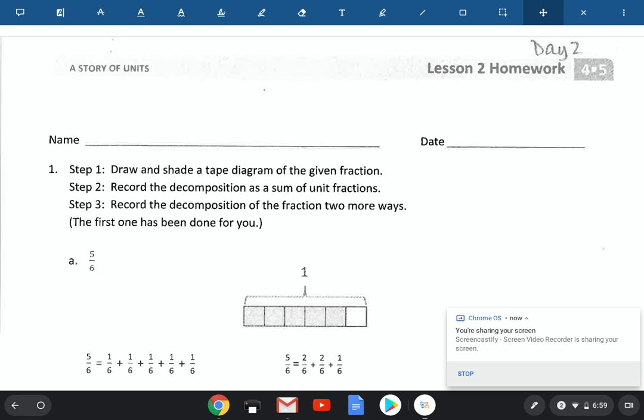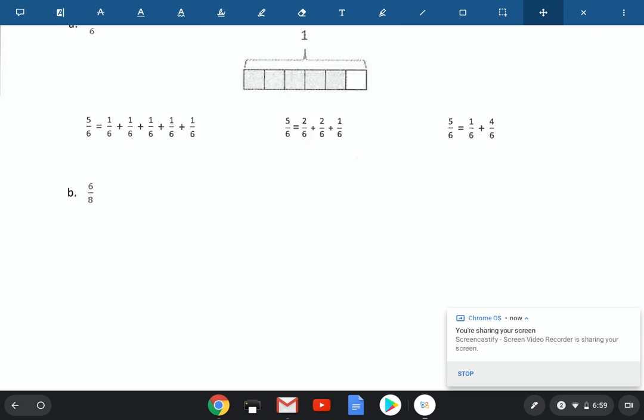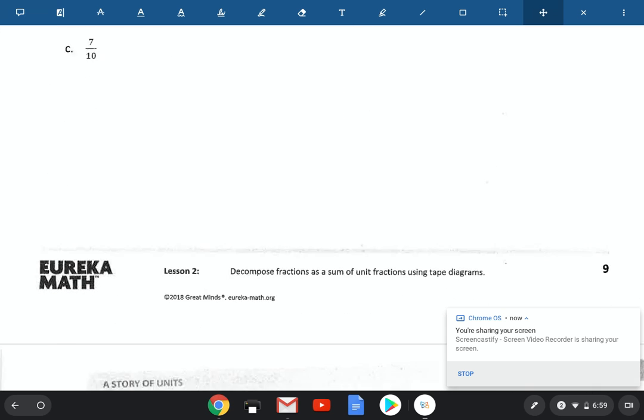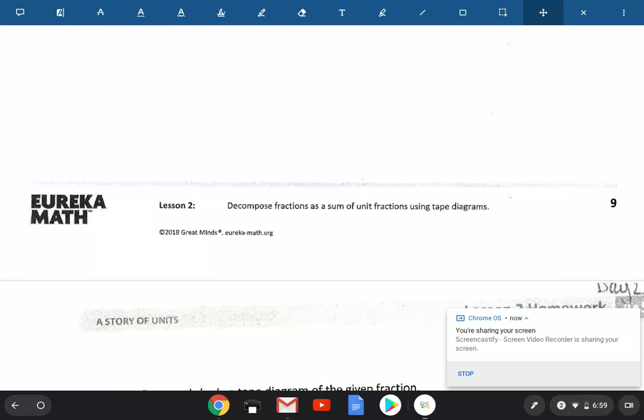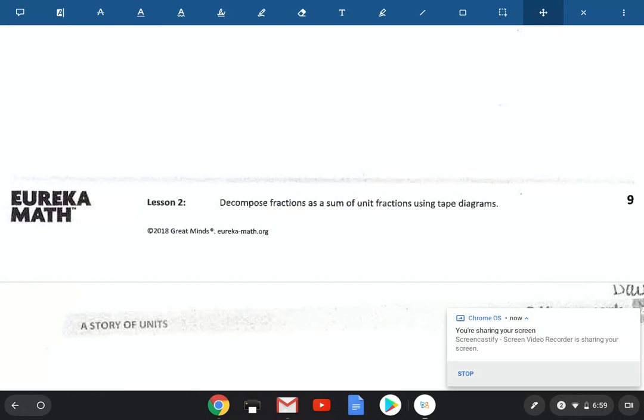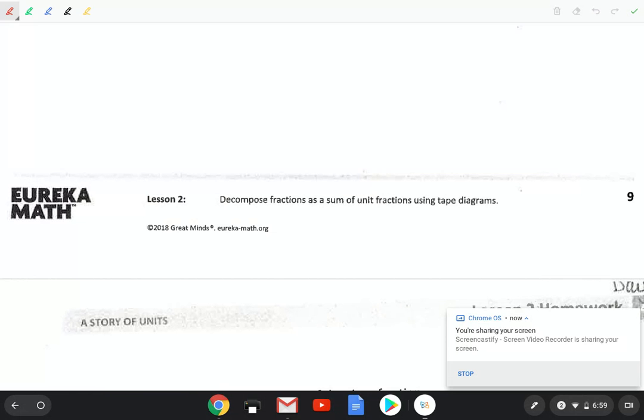Okay, boys and girls. So this is day 2 of week 3 of your math packet. Let's take a look at the goal for today's lesson. In today's lesson, it says that we are going to decompose or break down fractions as a sum of unit fractions using tape diagrams.